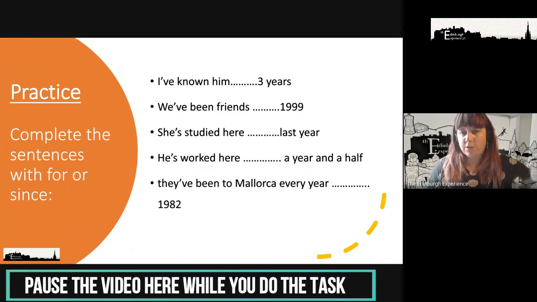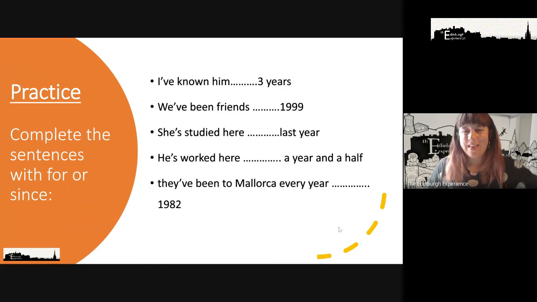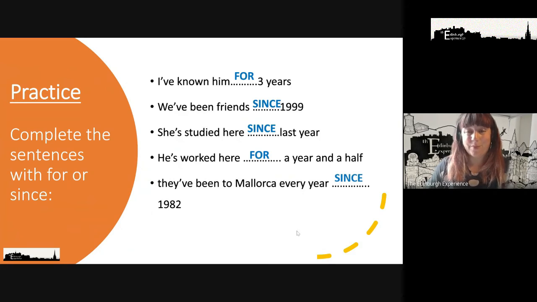Have a quick look at those examples and think about whether you would use for or since. Let's look at the answers. So here we have a period of time, so we're using for. Here we have a specific date, so we're using since. Here we have a specific date, so we're using since. Here we have a period of time, so we're using for. And that last one is a specific date again, so we're using since.